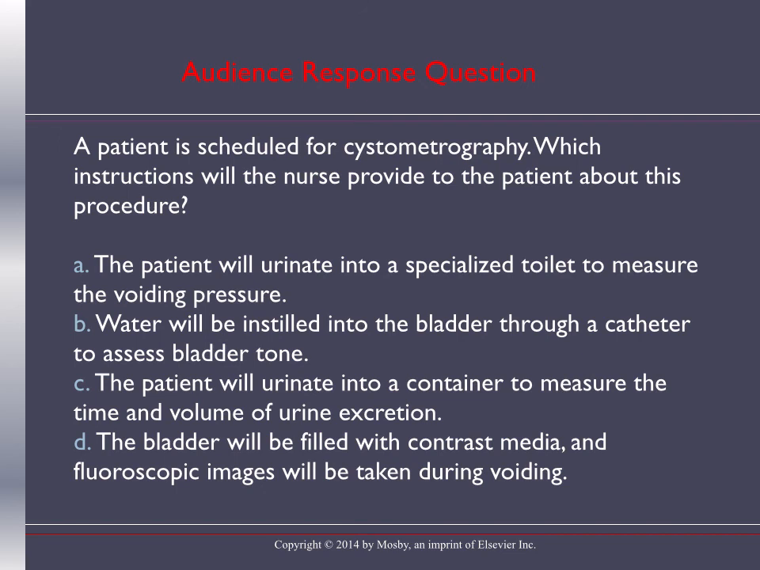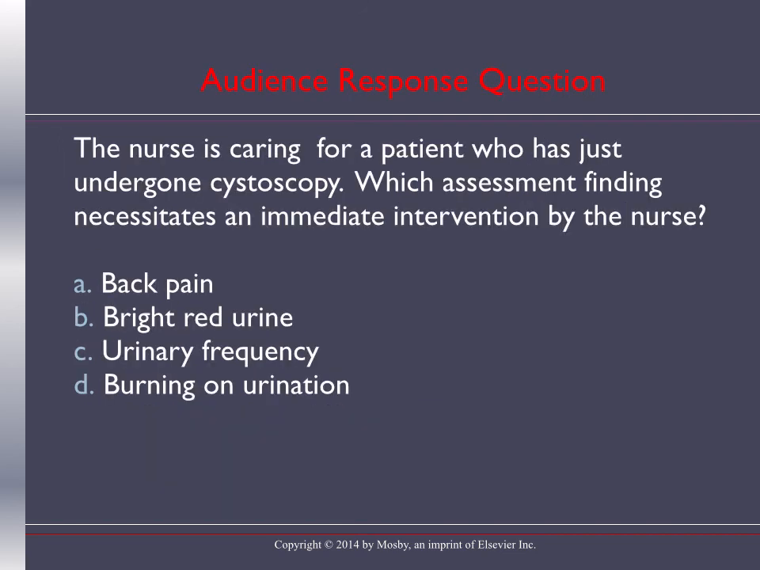This brings us to one more question. The nurse is caring for a patient who has just undergone cystoscopy. Which assessment finding necessitates an immediate intervention by the nurse? Bright red urine, it's B as in baby. We never want bright red urine because there's going to be some kind of bleeding going on. Burning on urination, urinary frequency, and back pain are expected effects of cystoscopy.